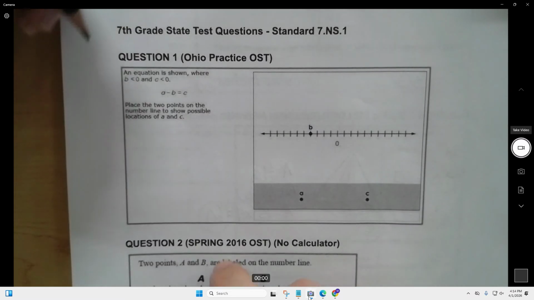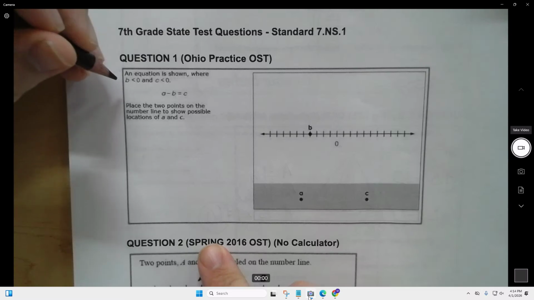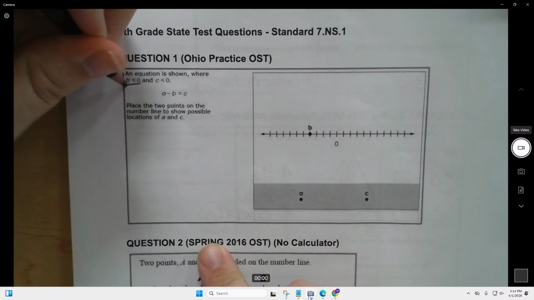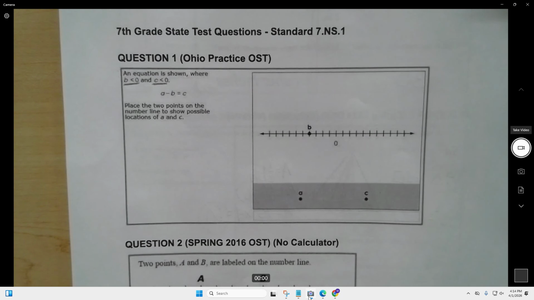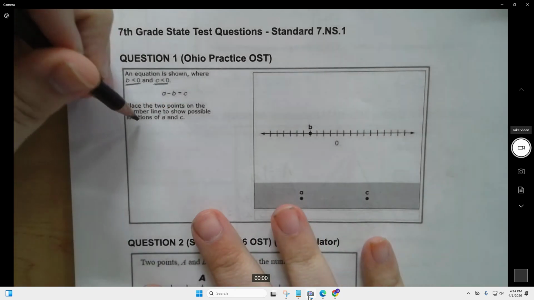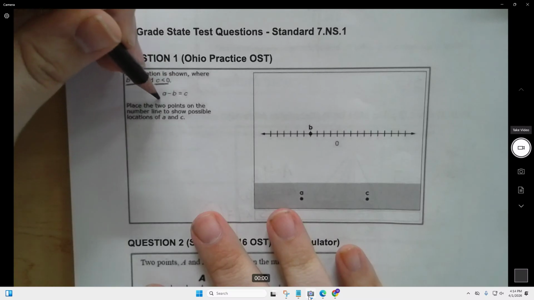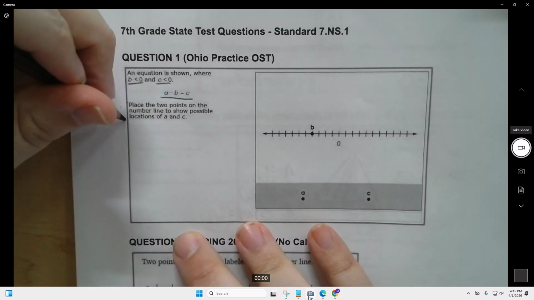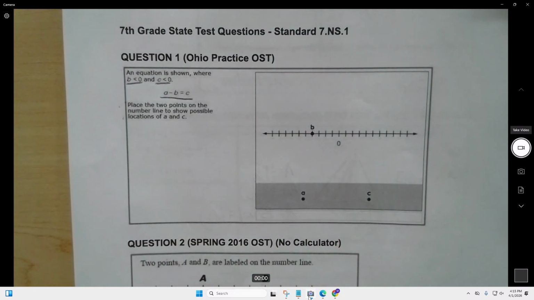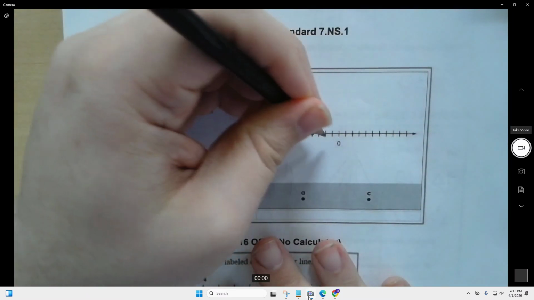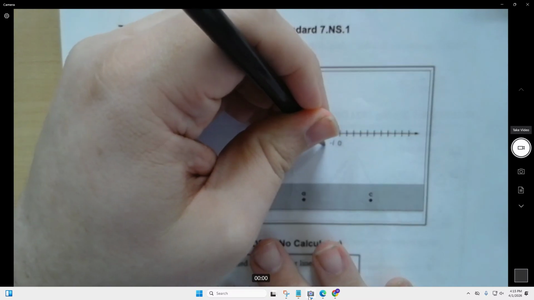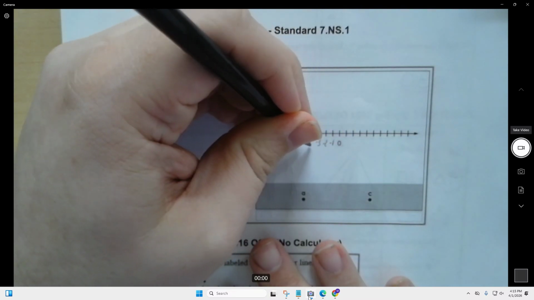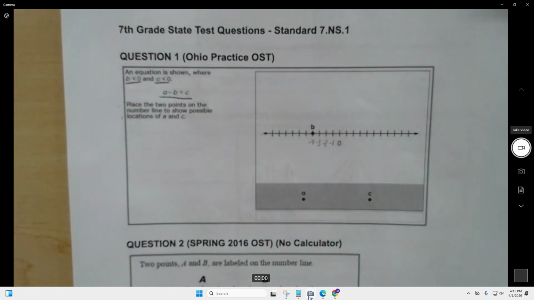Question 1 from the Ohio Practice OST says an equation is shown where b is less than 0 and c is less than 0. This is very important. Place the 2 points on the number line. They tell you that a minus b equals c. Place the 2 points on the number line to show possible locations of a and c. So, first we have to figure out where b is. If we go on the number line, we go -1, -2, -3, -4.